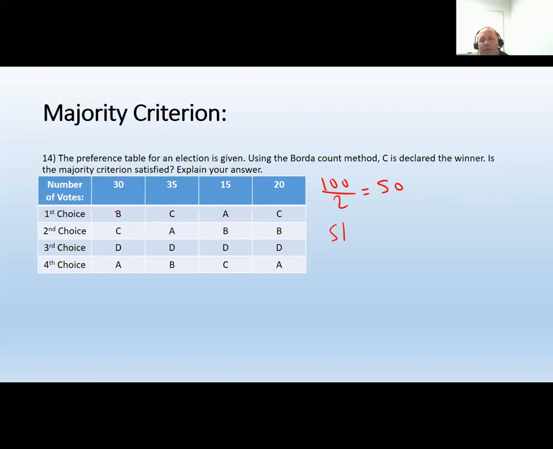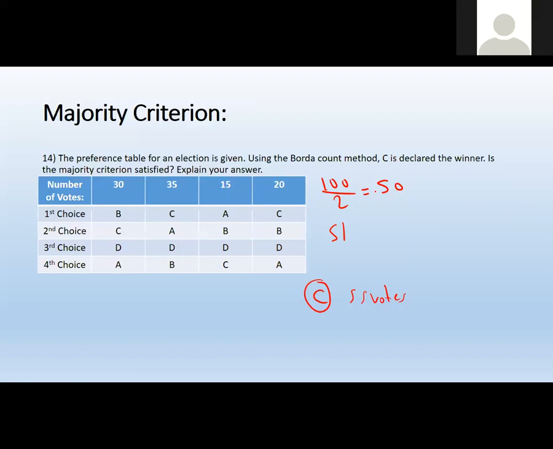Well, B has 30. C has how many? Well, who has the most first place votes, and how many do they have? And do they win by a majority? C has 55. So C with 55 votes has a majority, and C also won the Borda count method.